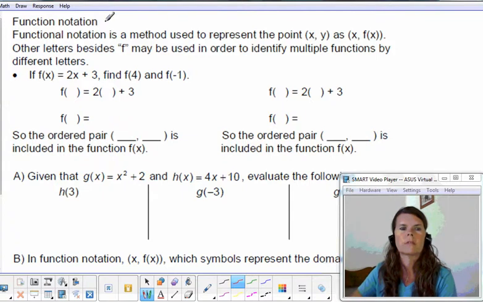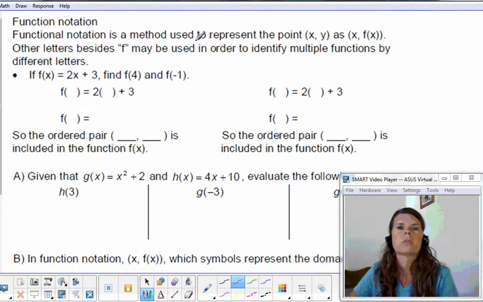We're going to go on to function notation. Function notation is a method used to represent the point x, y as x, f of x. So really, instead of writing y, you use f of x. Don't let that confuse you. Whenever you see f of x, try to just think, oh, that's just a y. f of x just means y. Other letters besides f may be used in order to identify multiple functions by different letters. Like you might have g of x, which still means y, and h of x, which still just means y.